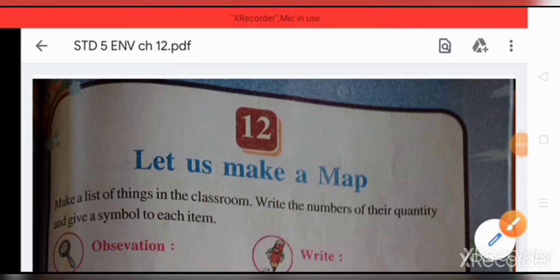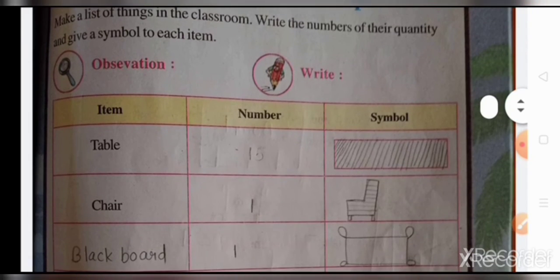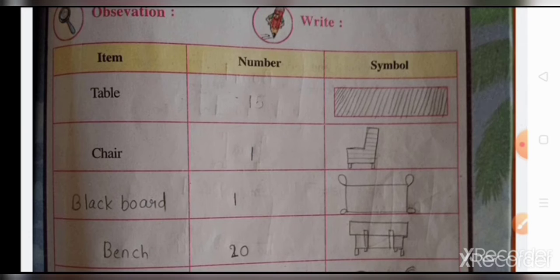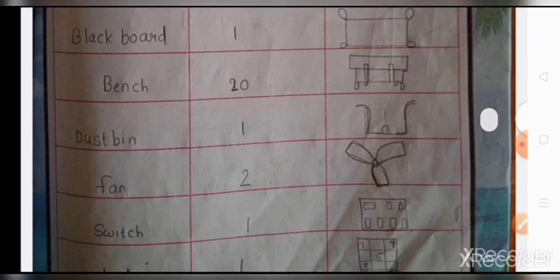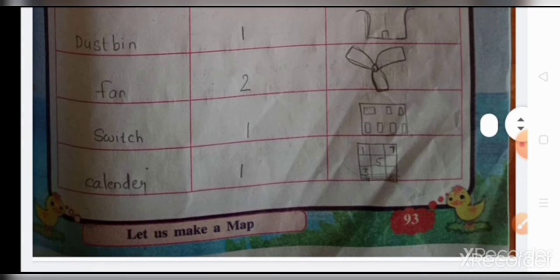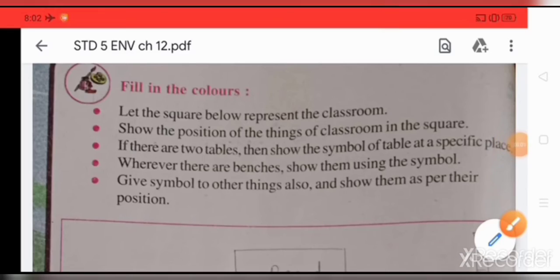Make a list of things in the classroom. Write the numbers of their quantity and give a symbol to each item. Table, there is one table. This is the symbol. Chair, one chair. And blackboard, also one. Bench, 20. Dustbin, 1. Fan, 2. Switch, 1. Calendar, 1. Fill in the colors.